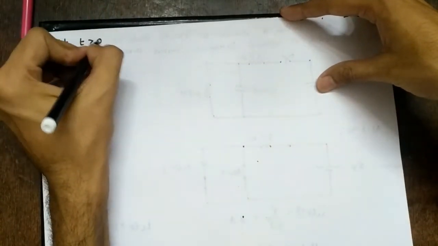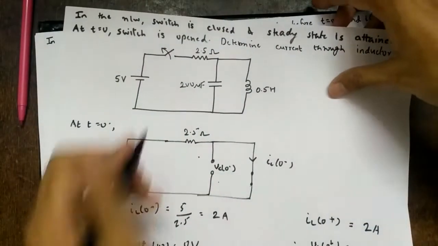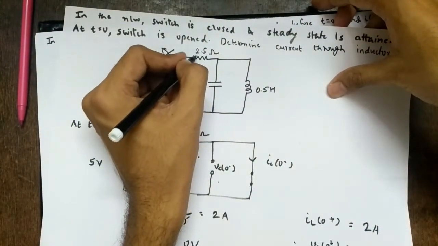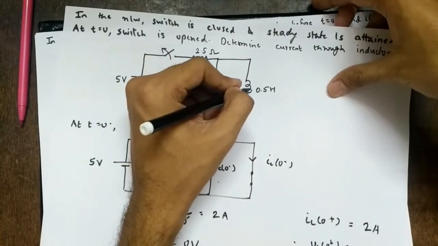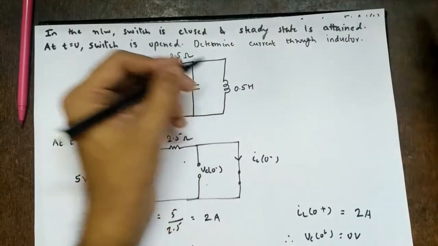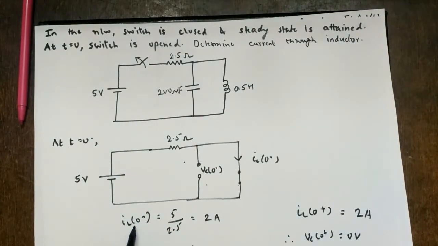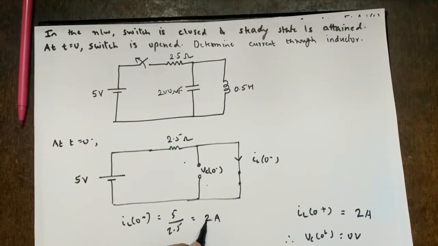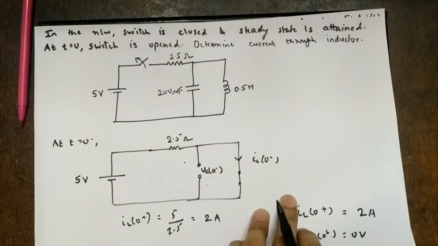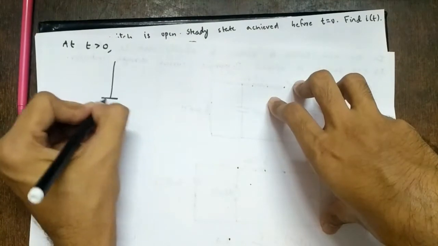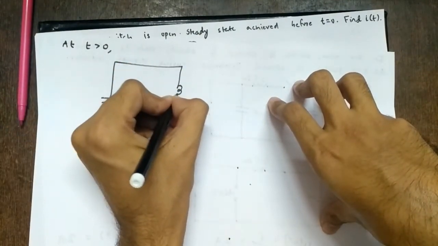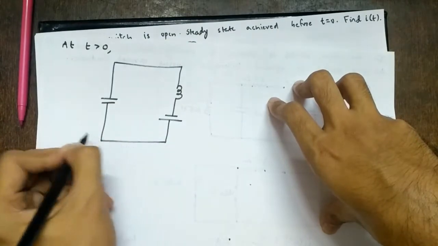So then what will we do? As usual, for t greater than 0 we'll draw. So at t greater than 0, what will happen? Switch is open now, so this source goes away, this 2.5 ohms goes away, so I only have a capacitor and an inductor. We have seen in the equivalent circuit that if you have an inductor with an initial condition current, we'll draw a voltage source in series and the value will be what? I of 0, right? So how will it look like? This will be the capacitor, inductor, and this will be the voltage.